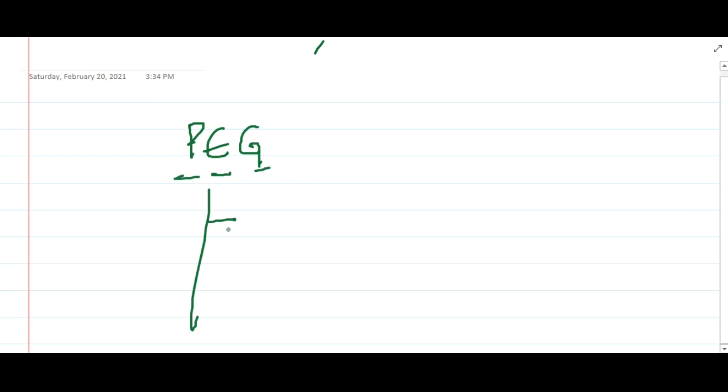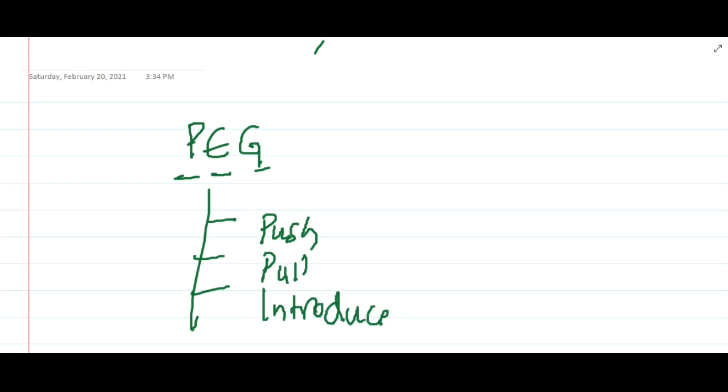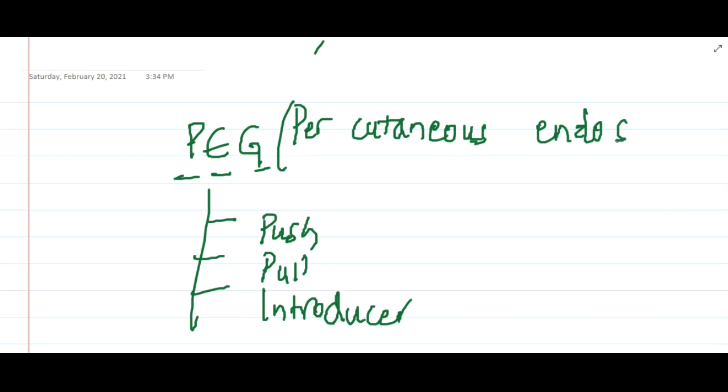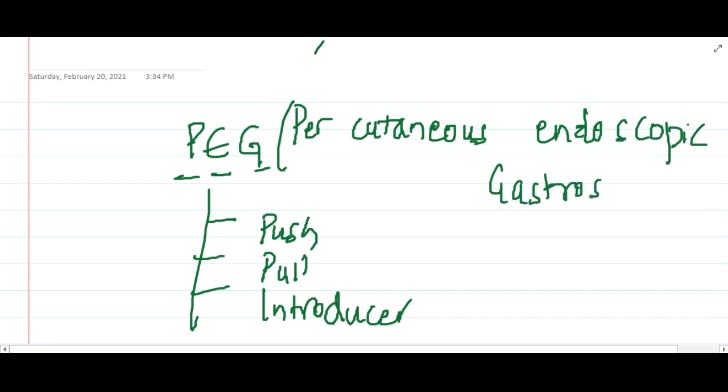This can be done in 3 techniques: the push technique, pull technique and introducer technique. We do not need to go into the details. So this is percutaneous endoscopic gastrostomy. Fine. So this is about gastrostomy.